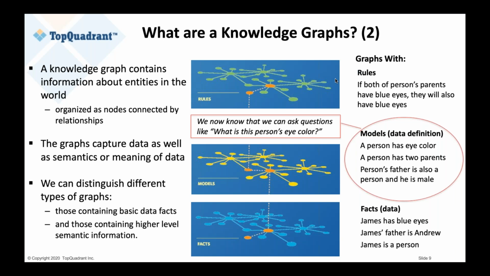So different types of graphs can contain different types of knowledge in terms of different domains and also in terms of different levels of characteristics of that knowledge.